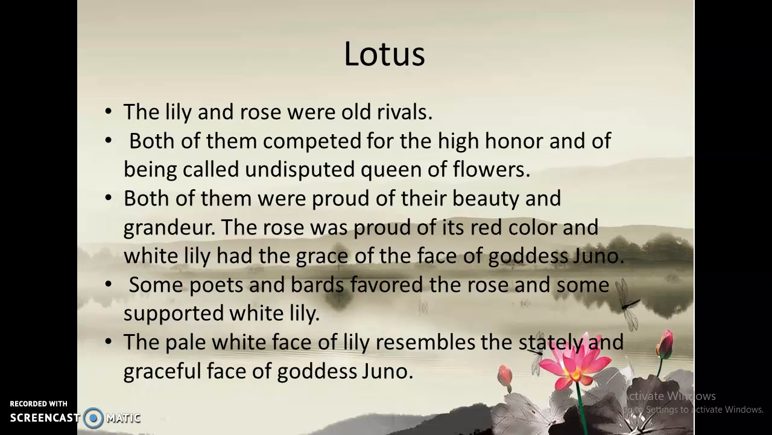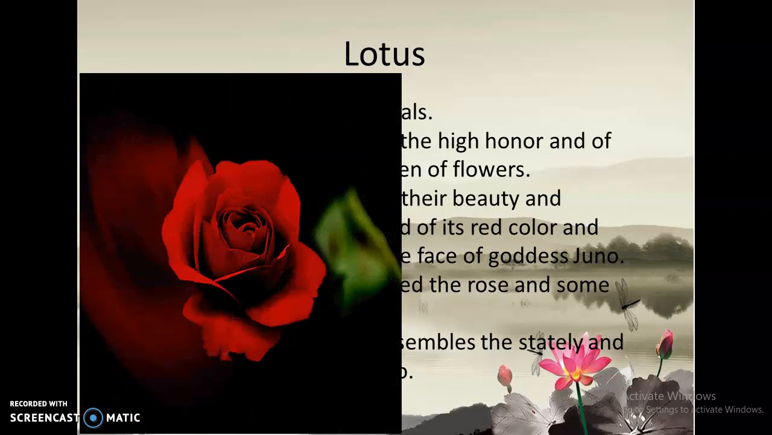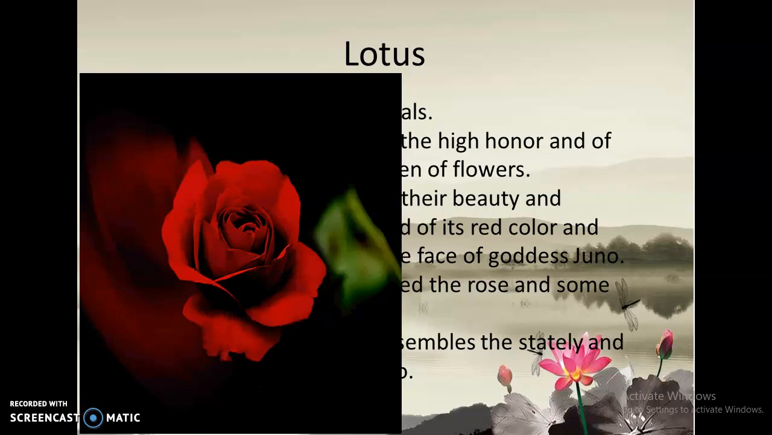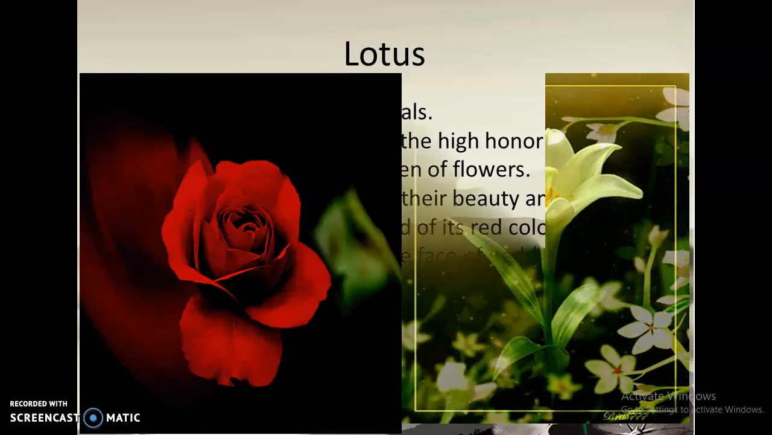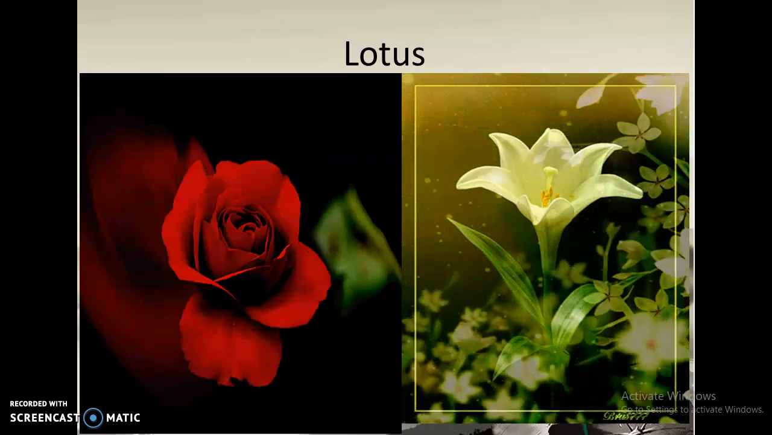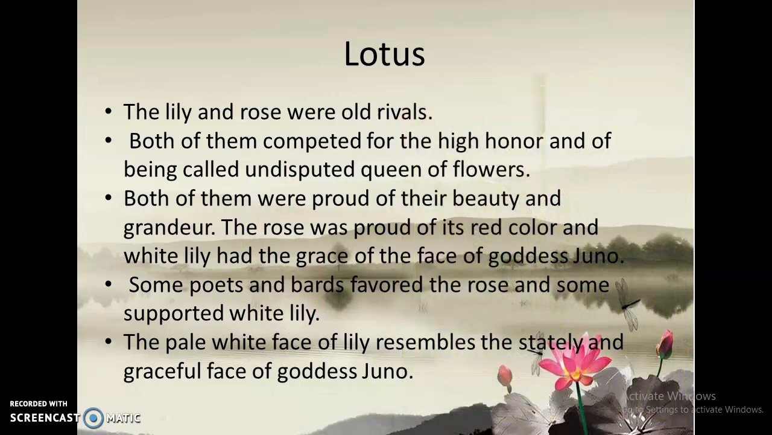Both of them were proud of their beauty and grandeur. The rose was proud of its color, and we can see that the color of the red rose is very beautiful. So rose is very proud about its beautiful color. And white lily has the innocence, it is a symbol of purity. So the white lily had the grace of the face of goddess Juno.